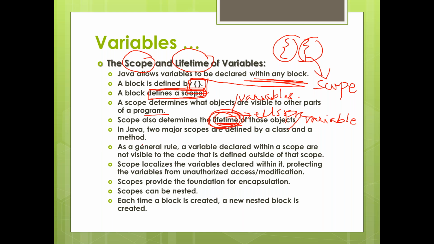So in Java, what exactly happens? Java defines two major scopes, in the form of a class and a method. These two are the major scopes that Java defines. We know that class, and we have a method, right?